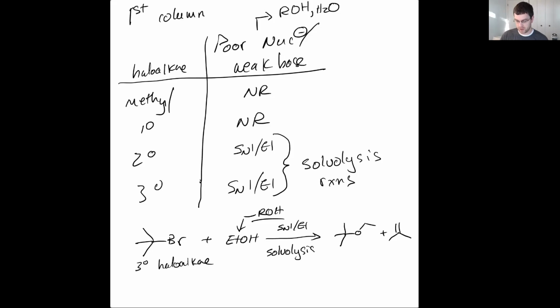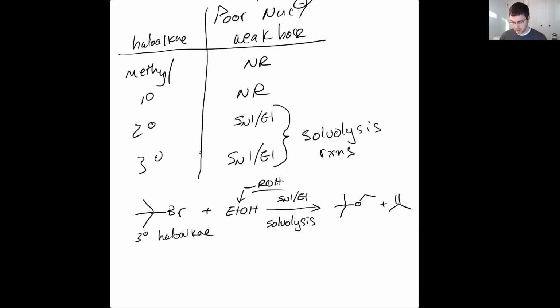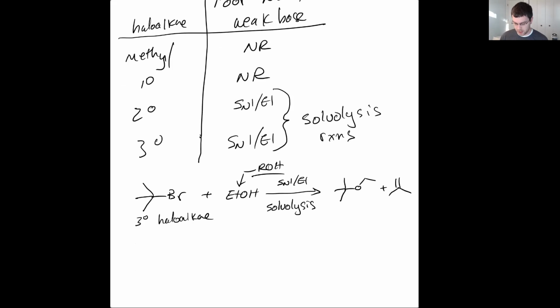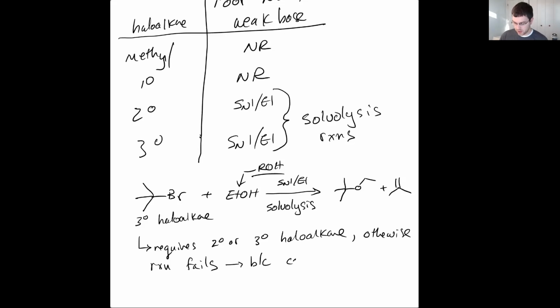You have to add the ethanol, then lose the ethanol. You actually have to use the ethanol as a bulk solvent for this reaction to go, but otherwise it doesn't work. What we want to notice about this reaction is that it requires a secondary or tertiary haloalkane. Otherwise, the reaction fails. Okay, so the reaction fails if you don't have a secondary or tertiary haloalkane, and the reason why is because the carbocation won't form.